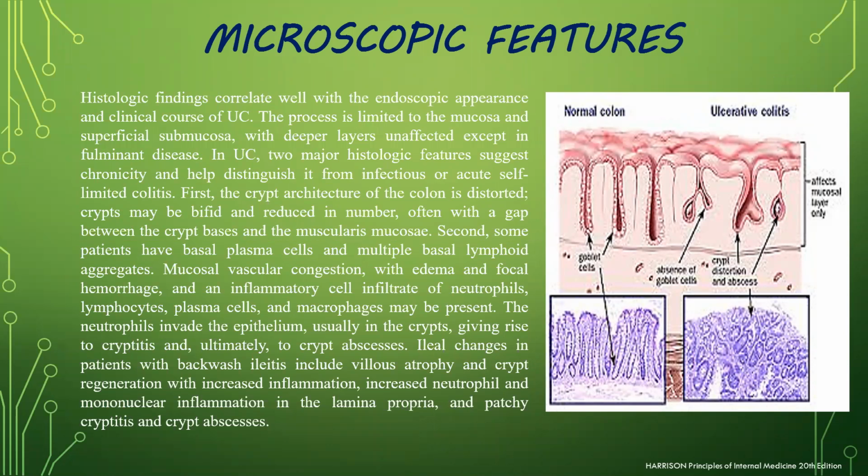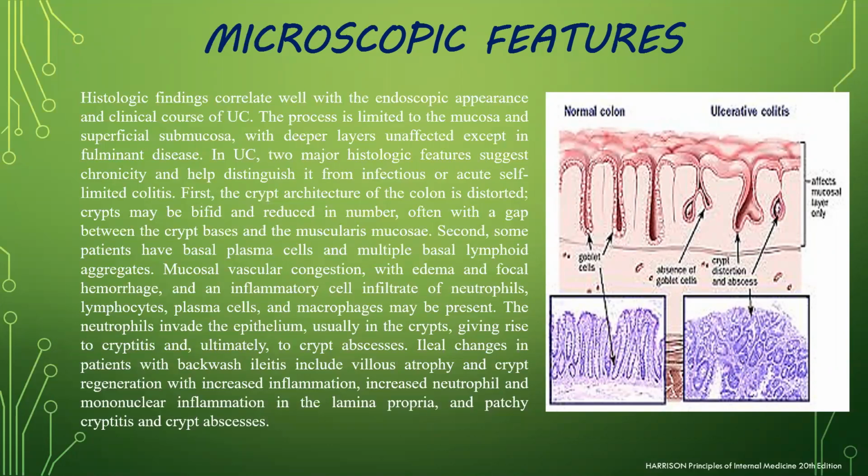First, the crypt architecture of the colon is distorted. Crypts may be bifid and reduced in number, often with a gap between the crypt bases and the muscularis mucosa. Second, some patients have basal plasma cells and multiple basal lymphoid aggregates.